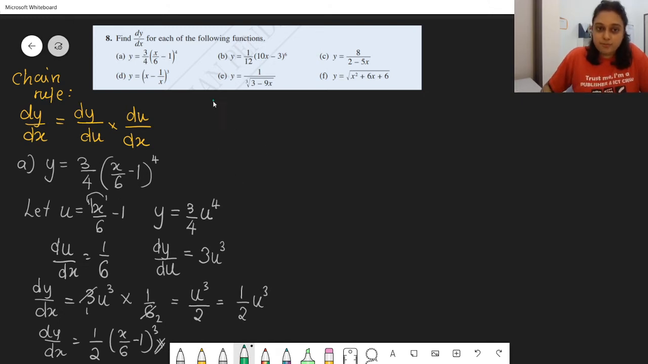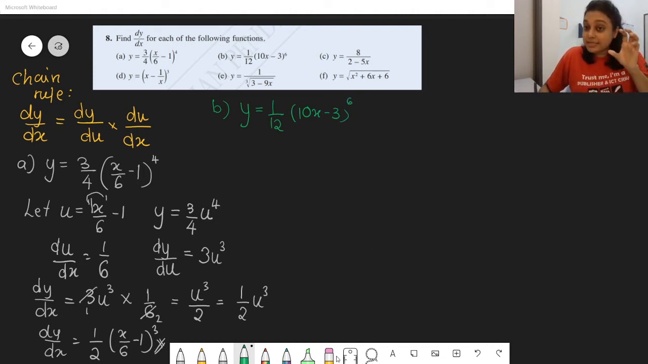Let's move to B. Okay, B also similar. Can you see there's a fraction 1 over 12? So which one is going to be our u here? Obviously, the one inside the bracket. The one inside the bracket is going to be the u. So let u equal 10x minus 3. Okay, done. After this, write your y. Don't forget to write the y.